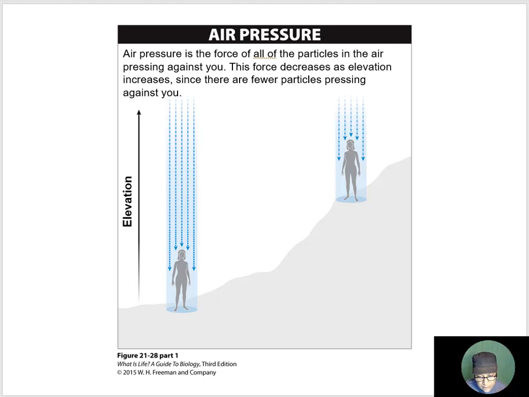when we breathe, we are actually breathing because of the partial pressure of oxygen. What does that mean? So here we have a person and they're at a certain elevation. And here is a person at a higher elevation. Now, there's something called air pressure. Air pressure is the force of all the particles in the air pressing against you. So when we breathe, the air that we breathe is not 100% pure oxygen. It has other molecules that are in it too. And so the air pressure is the force of all the particles in the air pressing against you.